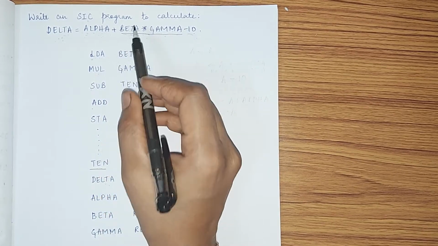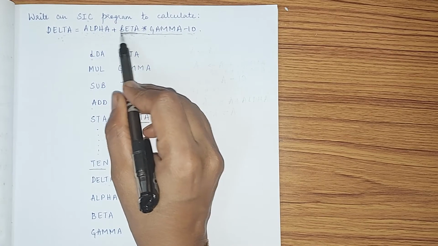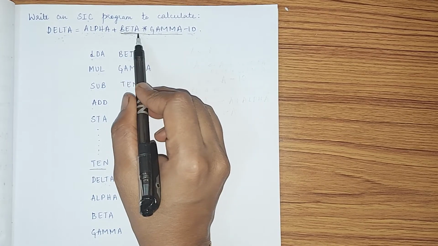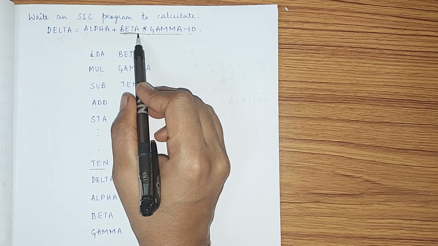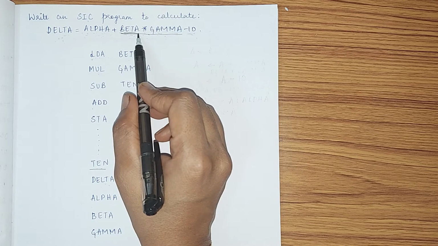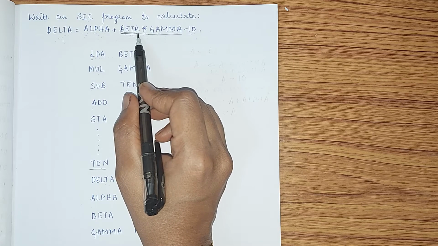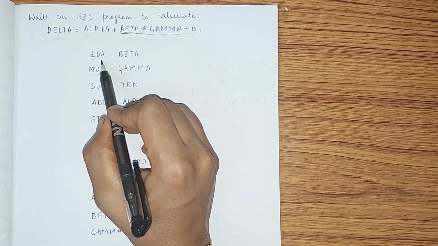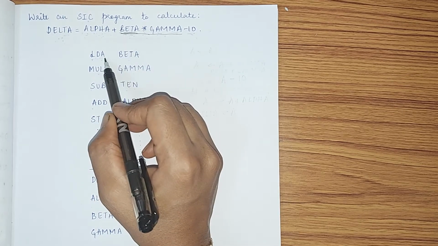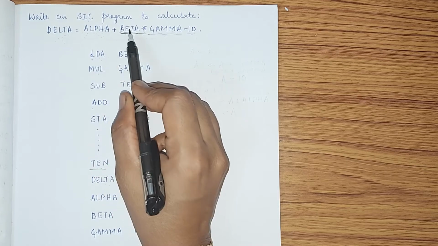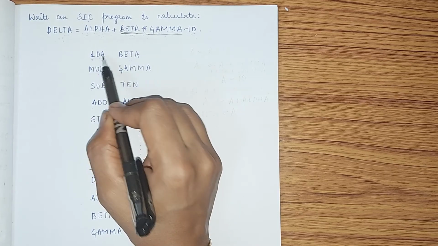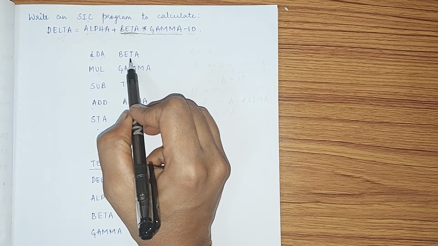That is the reason why we are going to load any one variable into our accumulator first. For performing all the arithmetic operations, accumulator is used in SIC program. Accumulator is denoted by A. So into our accumulator, we are going to load the variable beta, LDA beta. That is the statement for that.